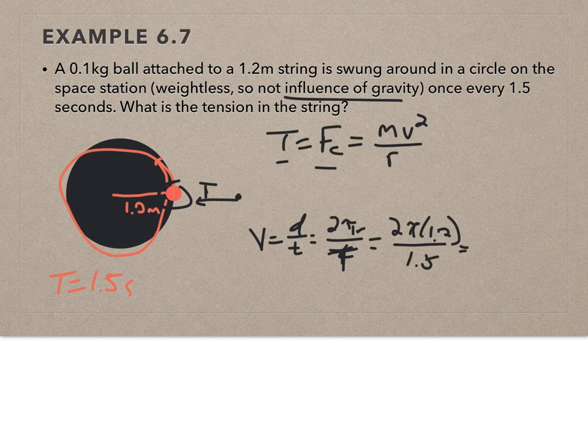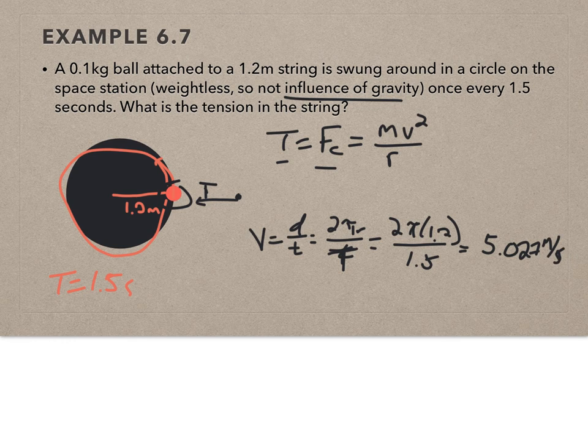So let's calculate this out, because this won't be something where pi is left over. 2 times pi times 1.2 divided by 1.5. And I get a speed of 5.027 meters per second, okay?